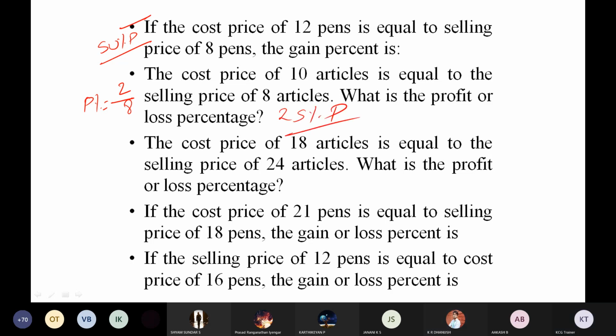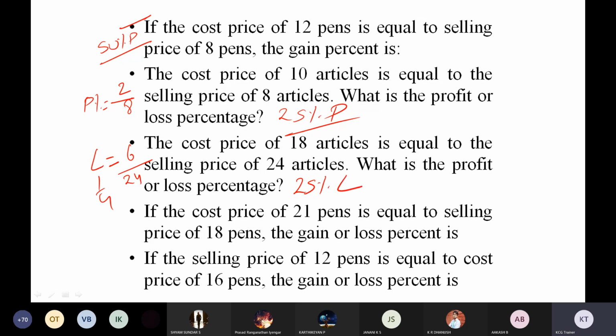That's all. See the third question. Cost price of 18 articles is equal to selling price of 24 articles. He brought 18, but he sold 24. Is it loss or a profit? Loss, sir. Numerator, what will come in numerator? Same concept. What is the difference? 6. How many sold? 24. 1 by 4, the answer is 25% loss.